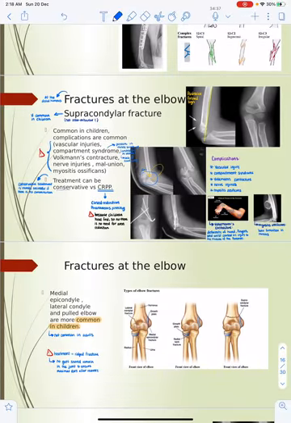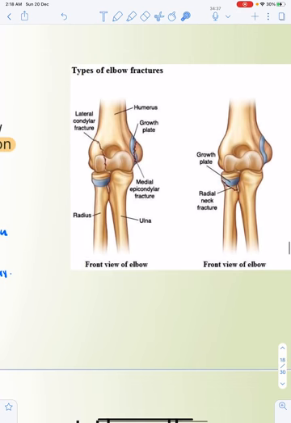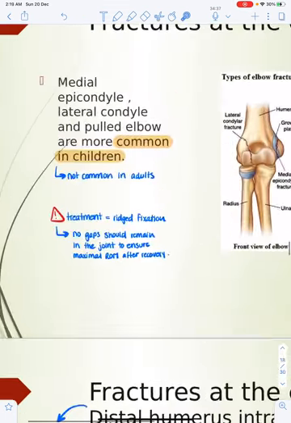So الحين we'll move on to intra-articular fractures. So fractures at the elbow itself. وين ممكن يصير الفراكتشر؟ ممكن يكون في الميدل ابيكوندايل, ممكن يكون في اللاترال ابيكوندايل, ممكن يكون مثلا في الاولكرنال من ورا. We have different kinds of fractures. بس المهم, وبرضه this is very common in children. أهم شيء لازم نعرفه إنه إيش التريتمنت حق ال fractures at the elbow أو intra-articular fractures.